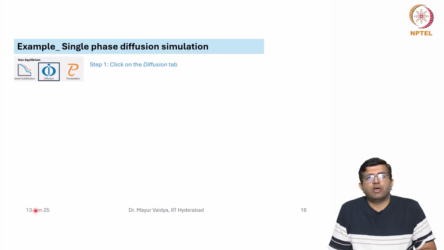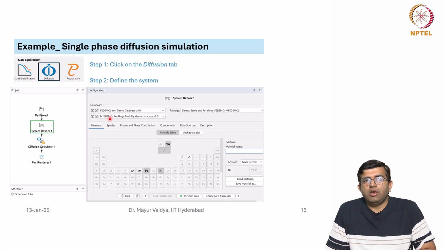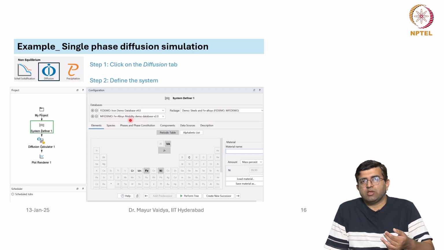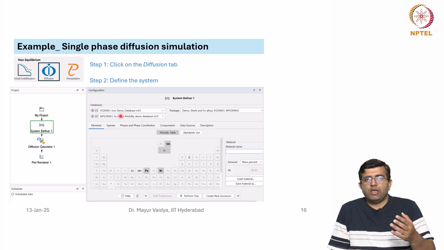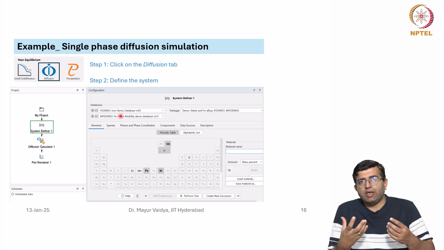For example, this again is a small demo to show you how the diffusion module would look. So you can click here, which is the diffusion tab. Then like previously, you define a system, so we click system definer. Now you see here that this is the database for the phases. We use the iron demo database. Now you need MFE demo, that means the mobility database. So you need two databases here, because one database contains only the information about the thermodynamic properties, but the information about kinetics, the mobility in different phases, is contained in the mobility databases.